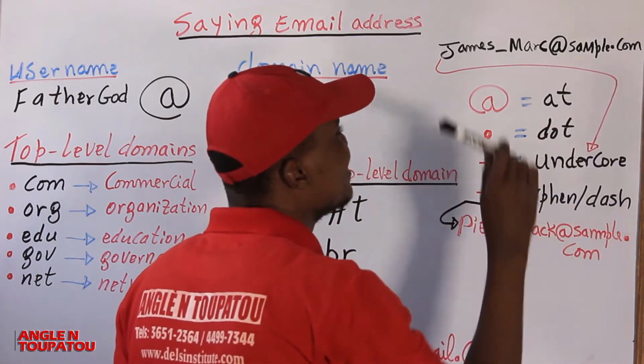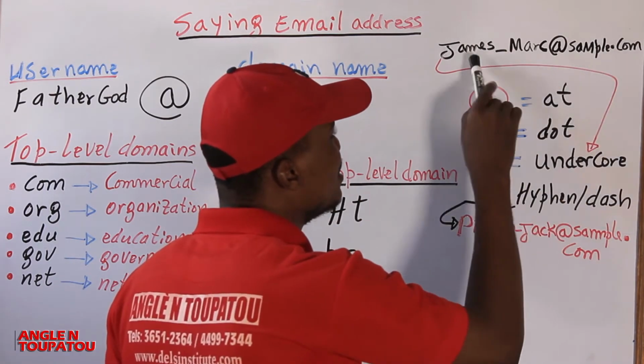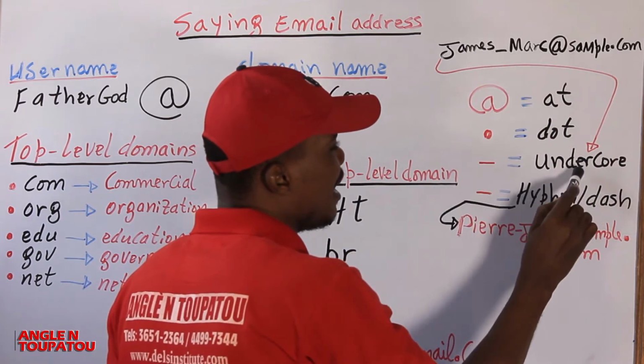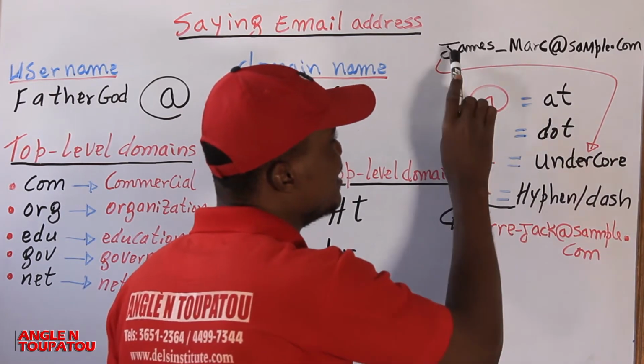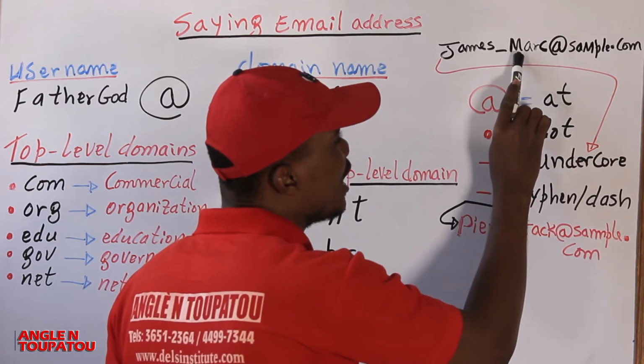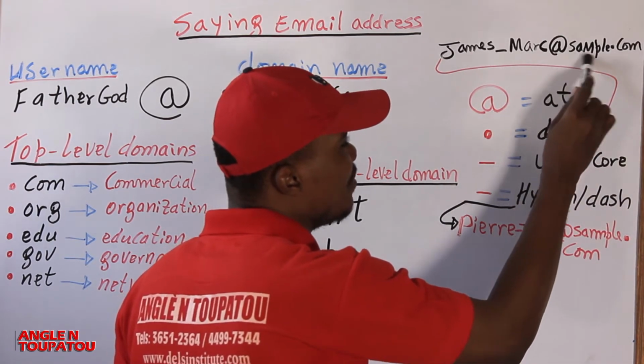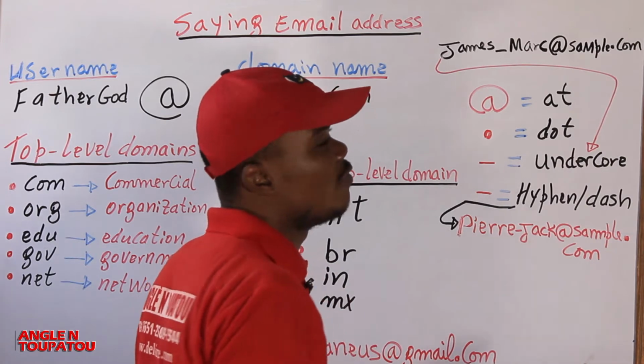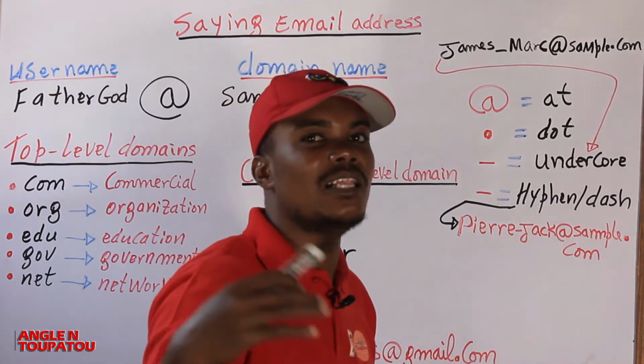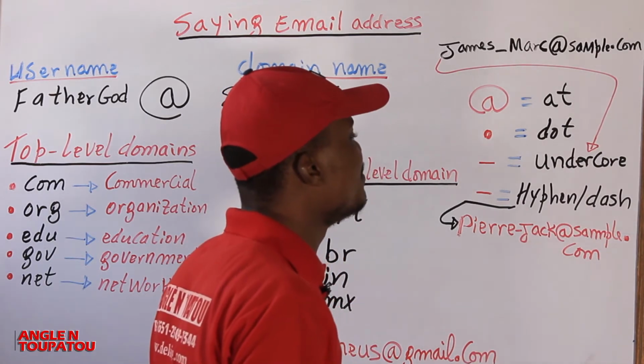Sample.com. I don't say dot com, I say James underscore James underscore mark at sample dot com. But for you, you might say gmail.com.